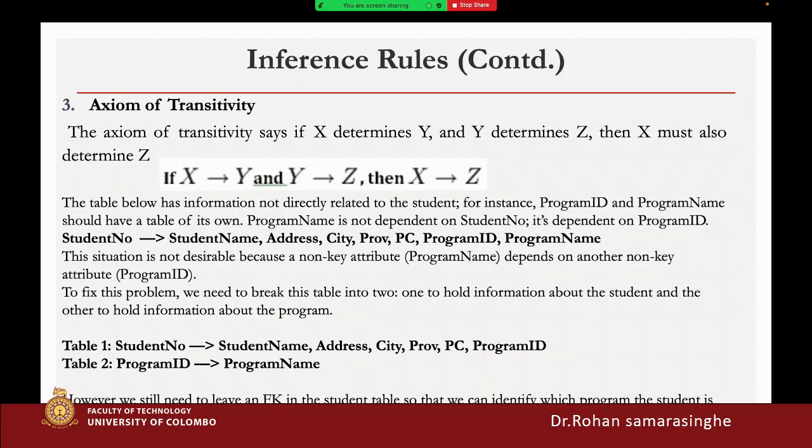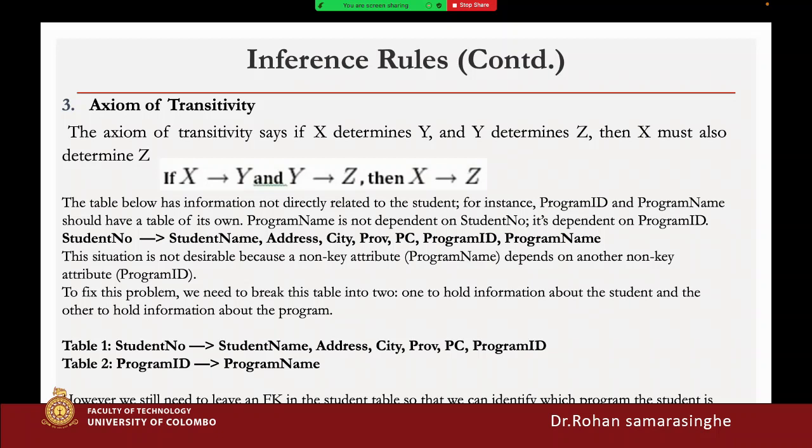You can easily understand the student number, student name, address, city, province, and program name. If this is there, we have to divide this one. This situation is not acceptable because the non-key attribute program name depends on another non-key attribute, program ID. To fix this problem, we need to break this table into two. One holds the information about the student and the other holds the information about the program.